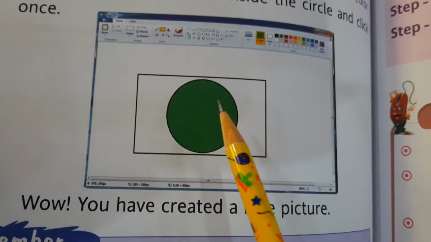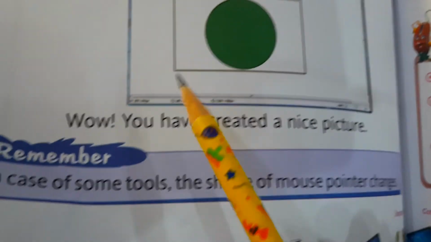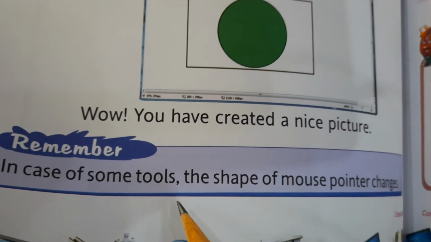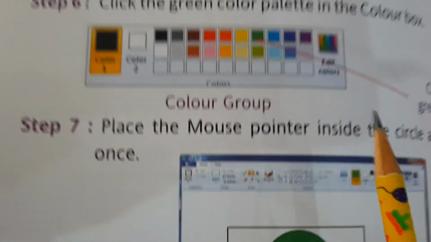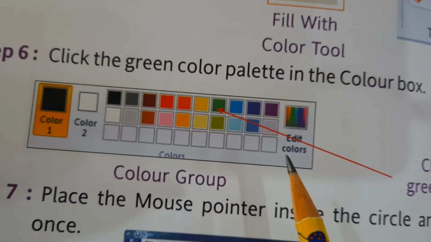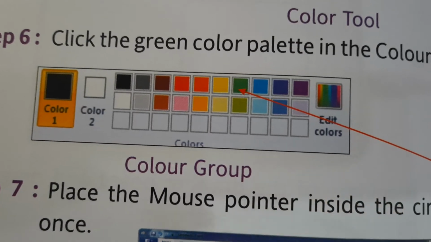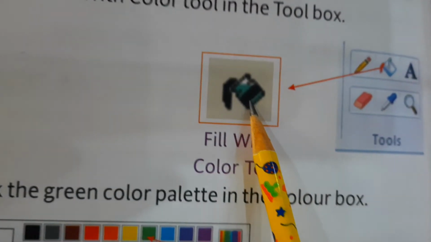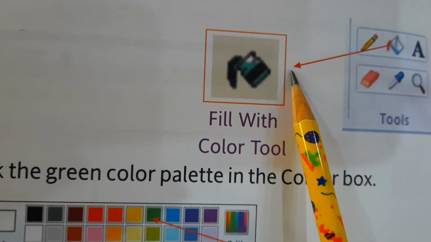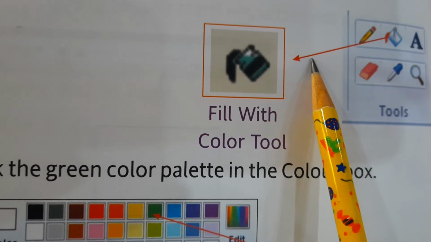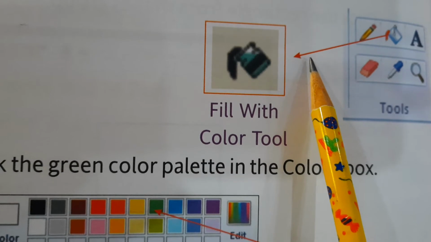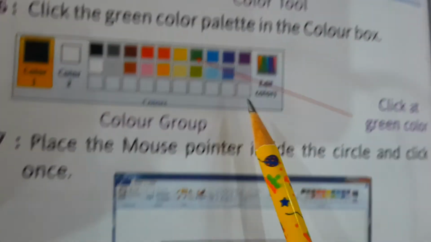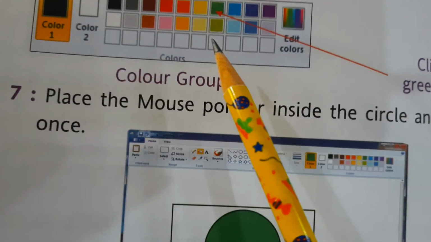So this is a basic picture which is shown. In the case of some tools, the shape of the mouse pointer changes. When we are using some tools like, let's say, fill with color, it will change to this bucket style, or in the case of the eraser, the mouse pointer will look like an eraser. In the case of pencil and brushes, it will look like them. So the shape of the mouse pointer will change as per the tools.